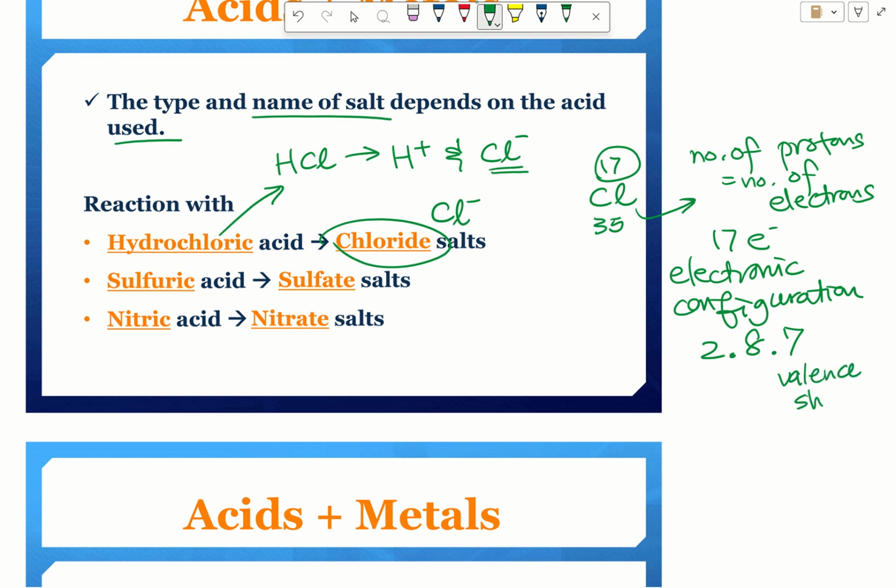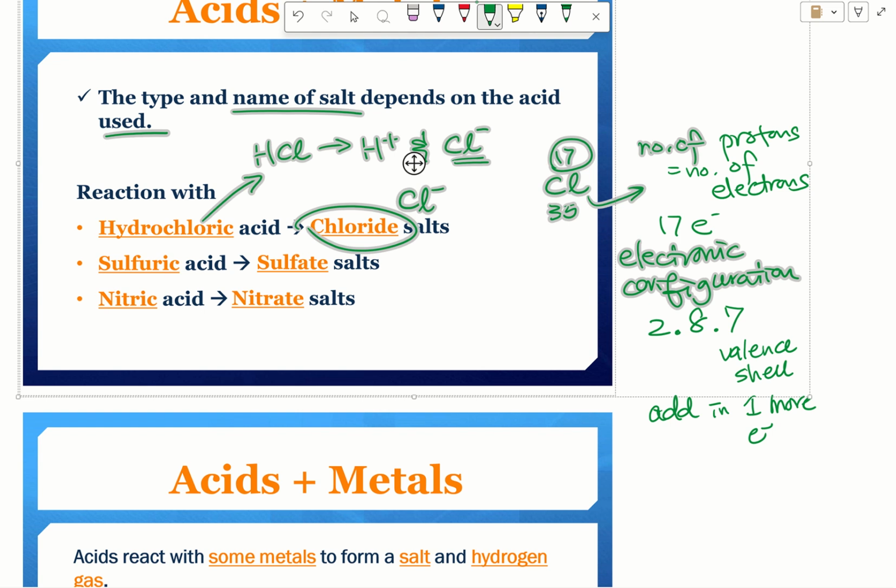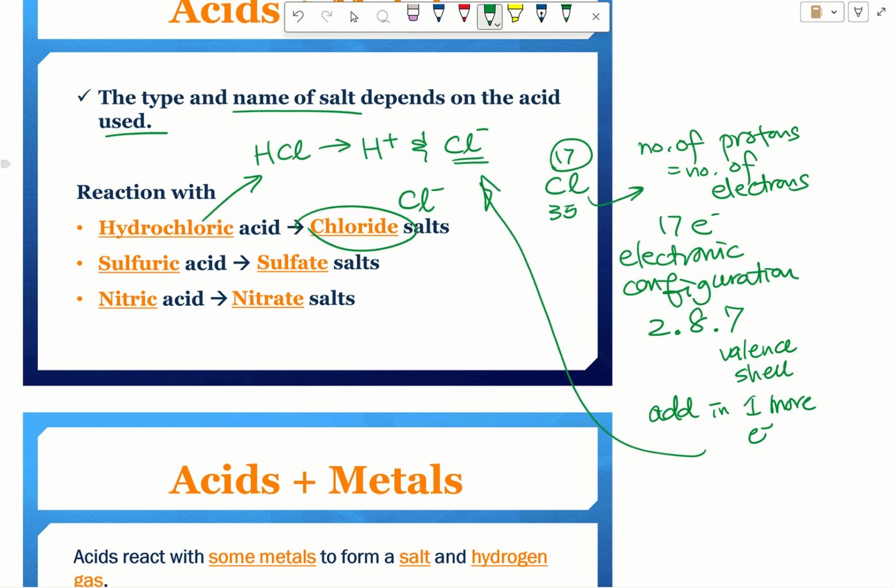So how does it become stable? It needs to add in one more electron. When you add in an electron, which is a negative charge, it will then become Cl minus. That is how we get the chloride ion. So you must remember, if I'm dealing with hydrochloric acid, it will become a chloride salt.